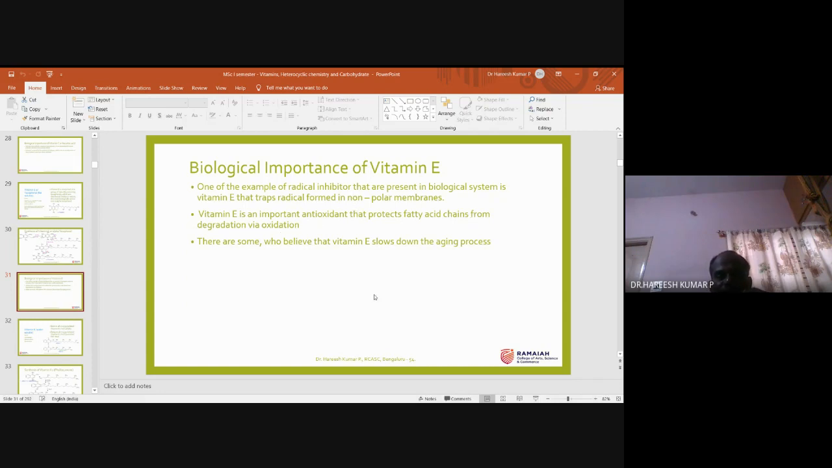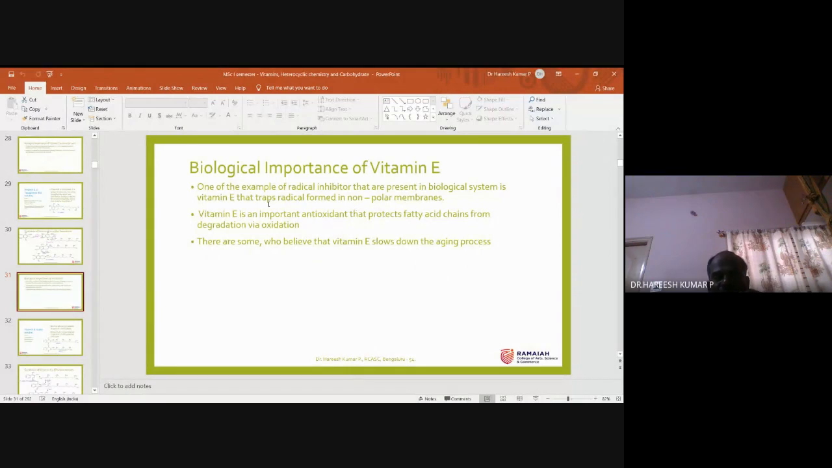And here you can also observe that there are some who believe that vitamin E slows down the aging process. That means just by taking vitamin E, and with other vitamins and enzymes working, one can slow down the aging process. So these 3 points are the biological importance of vitamin E.